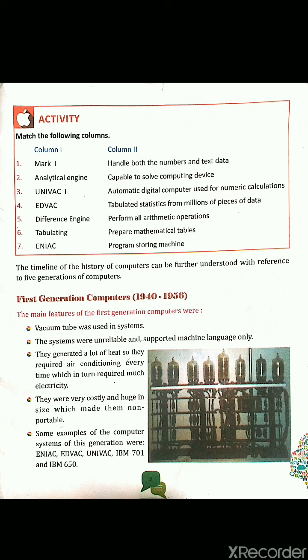They were very expensive and huge in size. They were as big as a room. So due to their huge size, they couldn't be carried from one place to another. Examples of this generation were ENIAC, EDVAC, UNIVAC, IBM 701 and IBM 650.